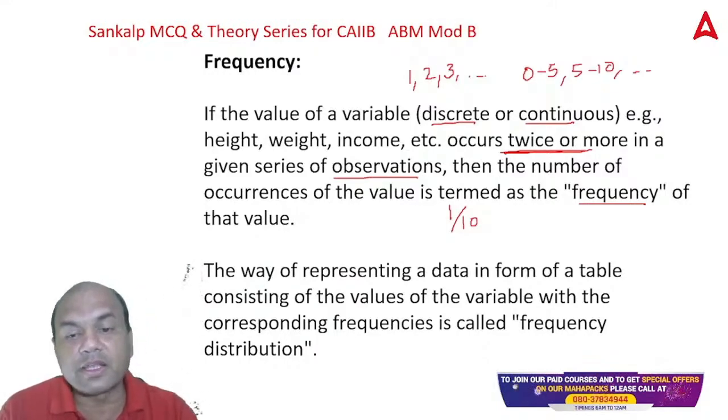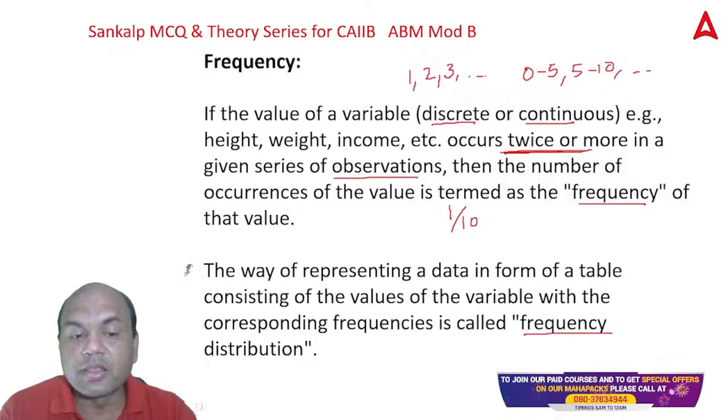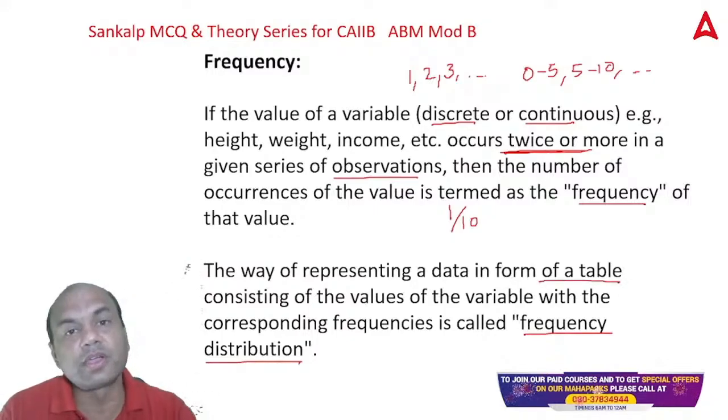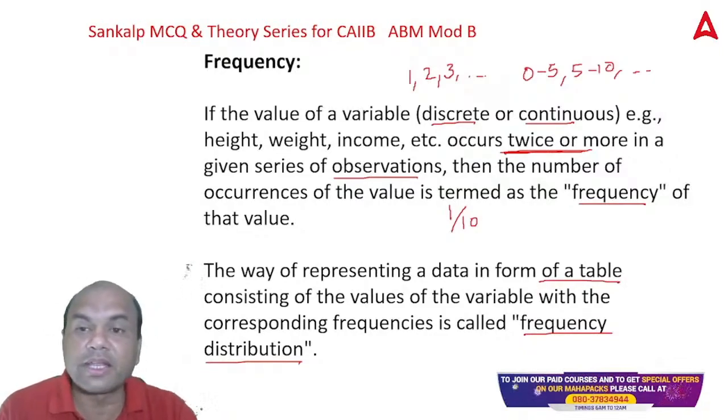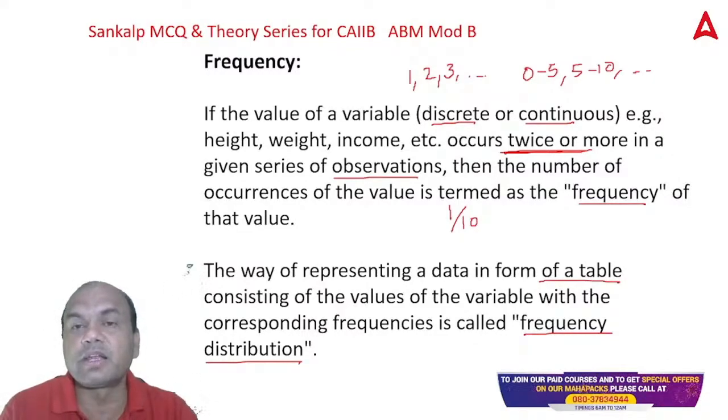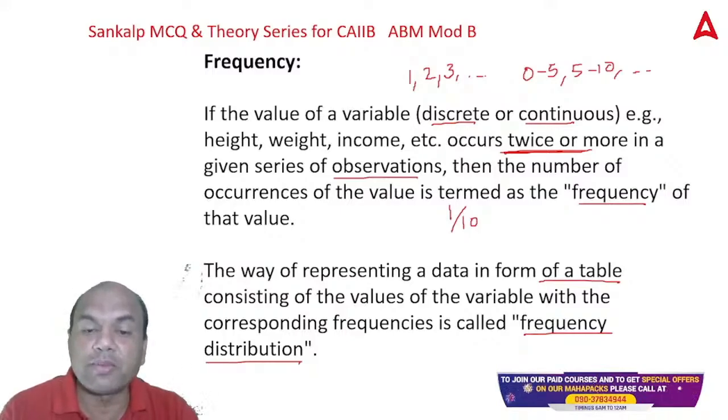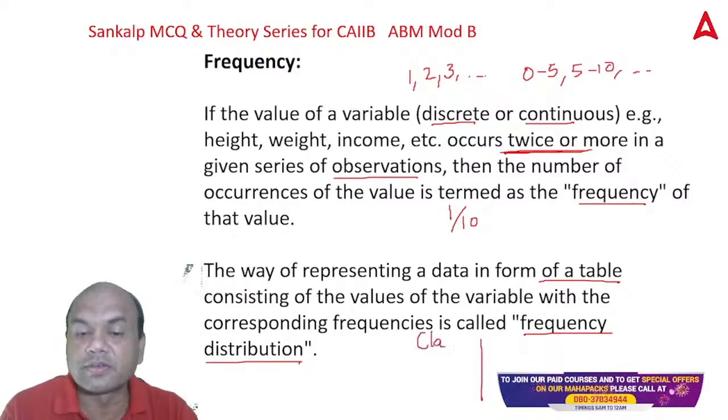The way of representing data in the form of a table, consisting of values of a variable with the corresponding frequencies, is called a frequency distribution. What is distribution? The way of representing the data in the form of a table. Suppose I take 0 to 5, 5 to 10, 10 to 15, and so on. When I make the table out of this, this is known as my class, and this is known as my frequency.